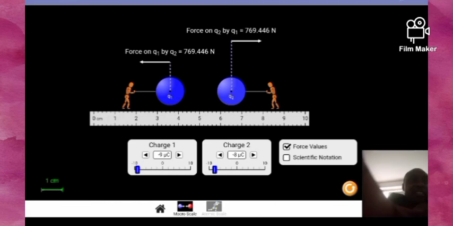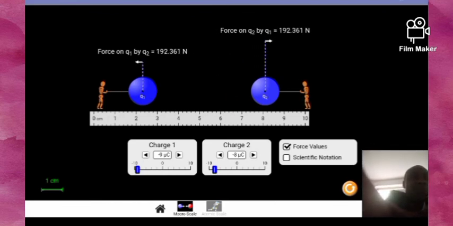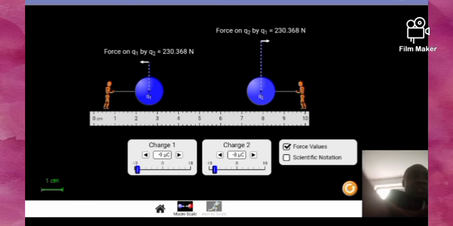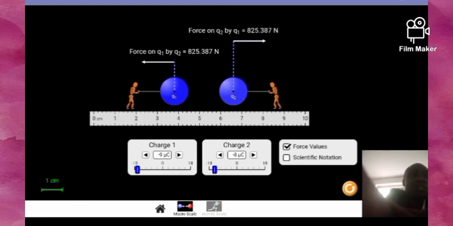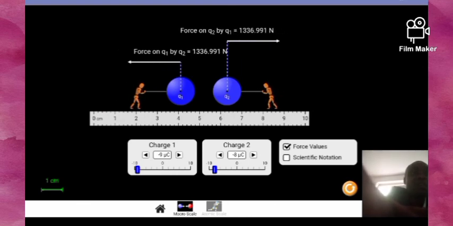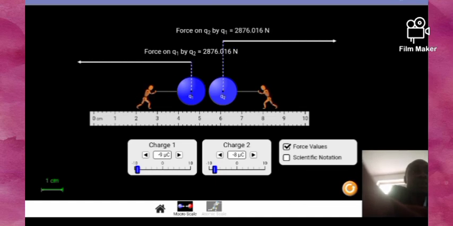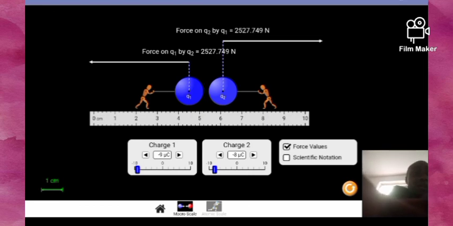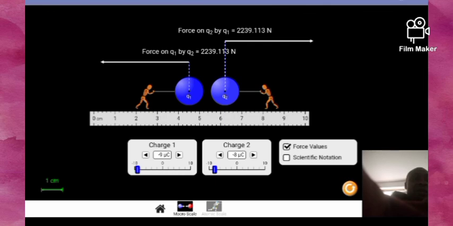Here I have decided to increase the magnitude of the charges. Now when I pull them apart, you see that the forces reduce. Then when I pull them closer to each other, they tend to repel each other because the directions are opposite. See the forces increase considerably because the magnitude of the charges on the particles is very large, -9 microcoulombs and -8 microcoulombs.